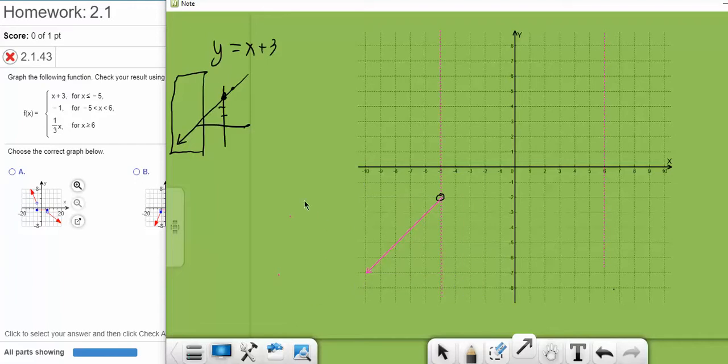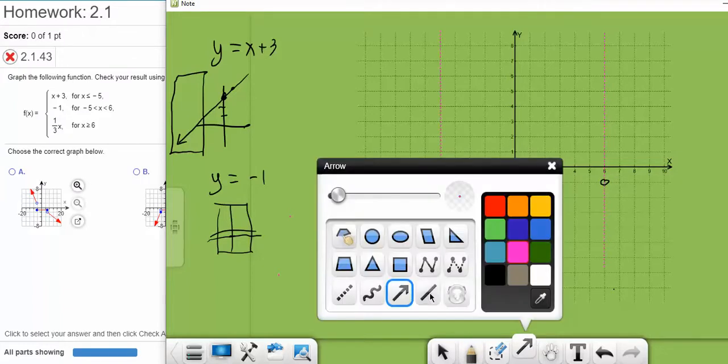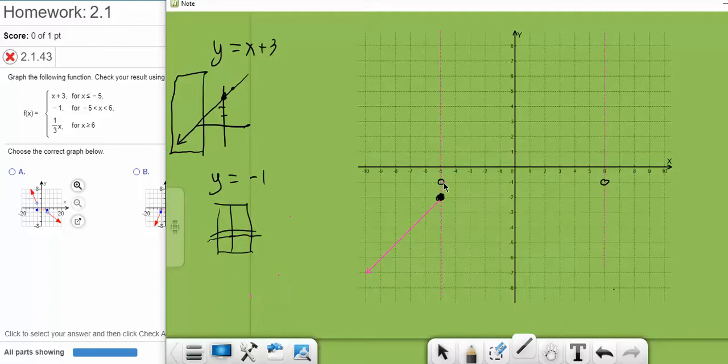Okay. And then the middle is y equals -1. Well, that's a horizontal line at -1, but we only want it from -5 to 6. Oh, I'm sorry, this -5 was equal to for this first one, so it'll be a solid dot. And then -1, and we're just going in this portion here. So we're going to connect those two.